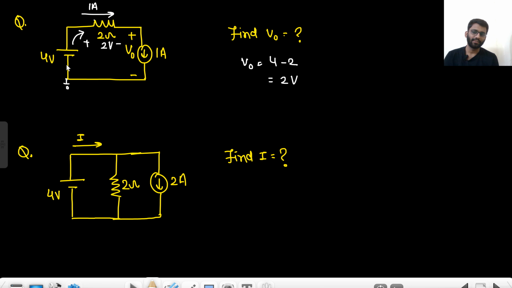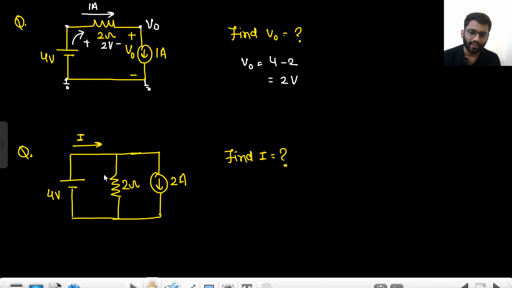We started from here 0, 4, this will be 4, this will be 4 minus 2, and that equals V0 only, because if this potential is 0, this potential will be V0. So V0 is 4 minus 2, or you simply need to apply the KVL. So how will you apply? 4 minus 2 minus V0 equals 0. So V0 will come out to be 2 volt. Okay, well and good.